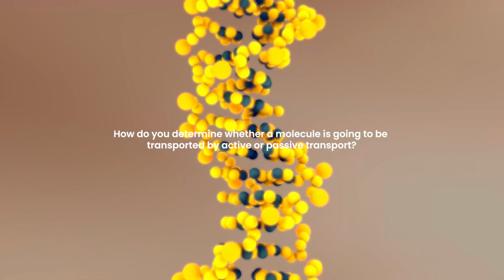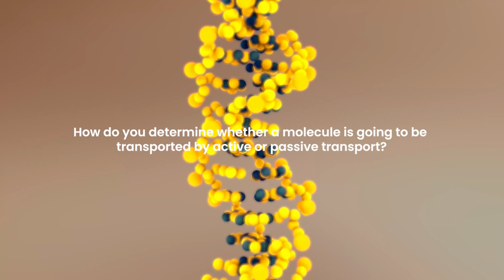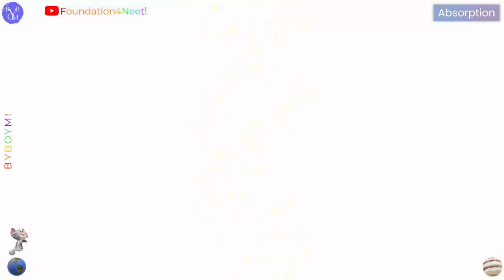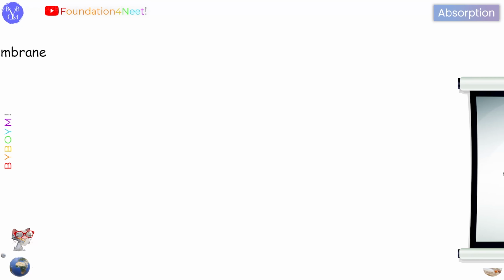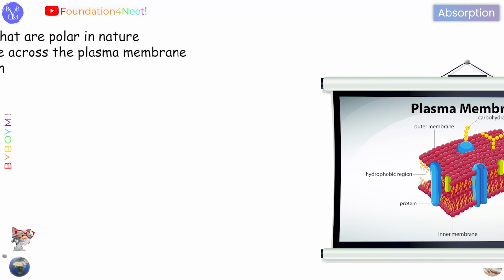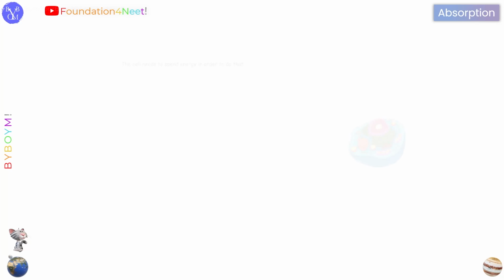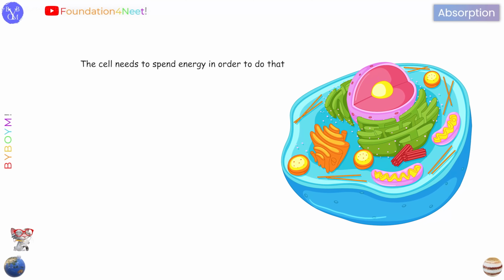So how do you determine whether a molecule is going to be transported by active or passive transport? Since the lipid bilayer is non-polar in nature, molecules that are polar in nature cannot move across the plasma membrane on their own, and the cell needs to spend energy in order to do that.